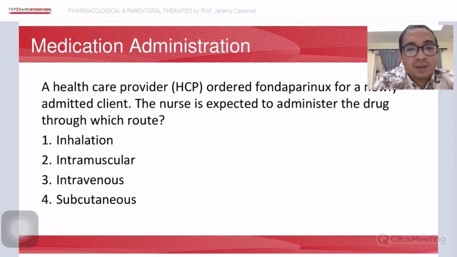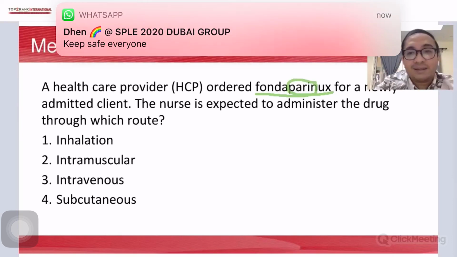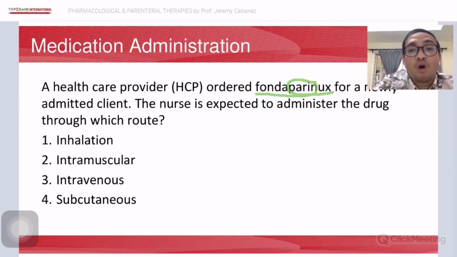The nurse is expected to administer the drug through which route? Okay, tinatanong, route of administration. The topic is all about fondaparinux. Okay guys, ano ang classification ng fondaparinux? Tandaan mo, may nakita ka diyang "parin." Ano ba yung mga drugs na merong "parin"? Heparin, warfarin, enoxaparin. So definitely, meron kang "parin." So anong classification? This is called anticoagulants.